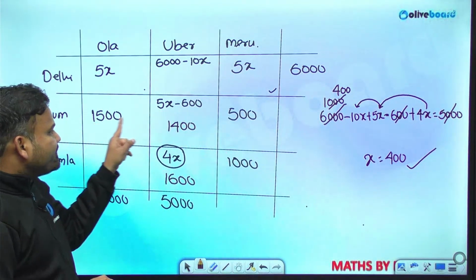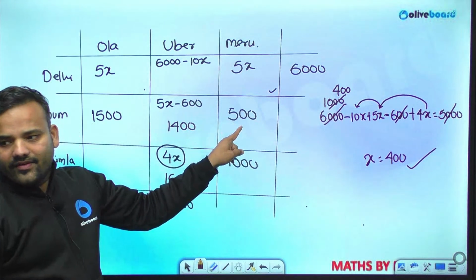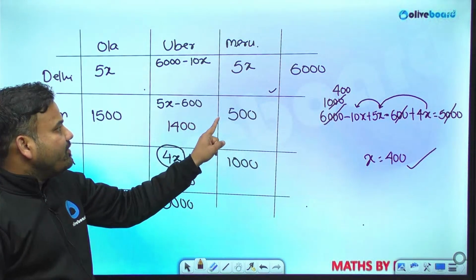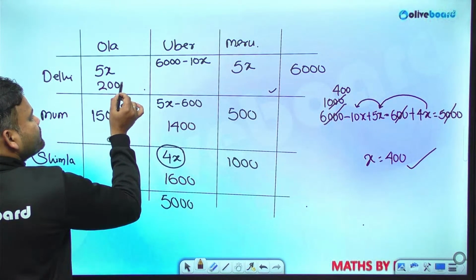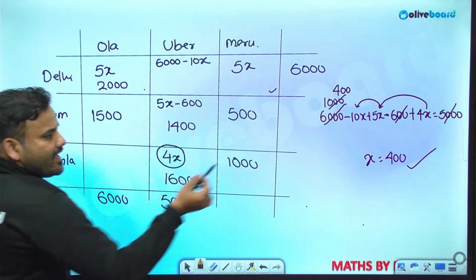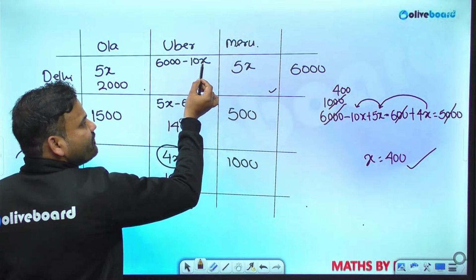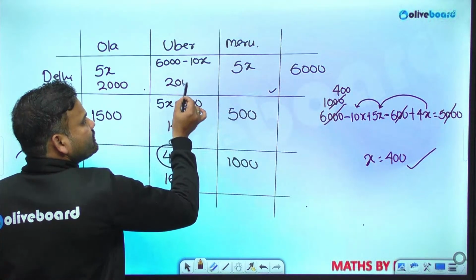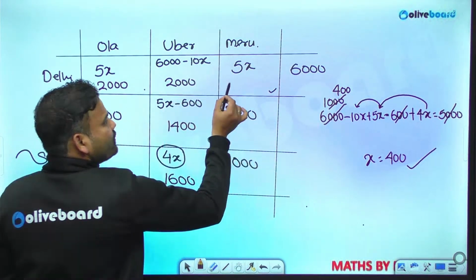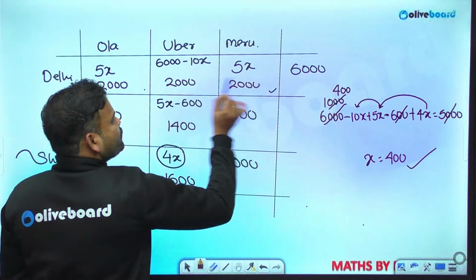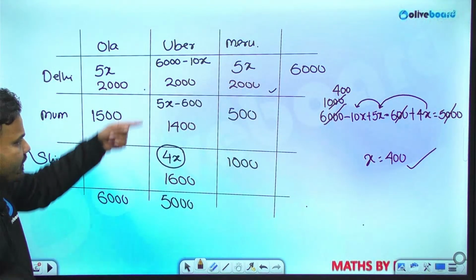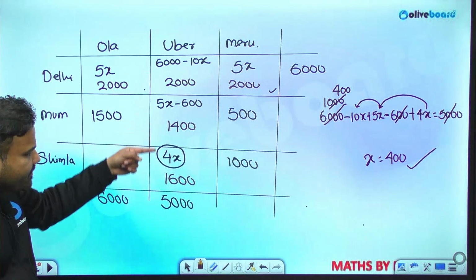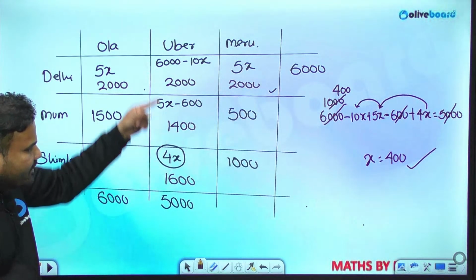This is 1500, this is 1400, this is 500. So entire value, now x is 400, so we will be getting 2000 over here. X is 400, so 6000 minus 4000 will be 2000 over here. And we have 2000 over here. So on adding all the numbers, we are getting 6000. That's clear. 2000 plus 1000, 3000 plus 1000, 4000 and 1000, that is 5000 over here.